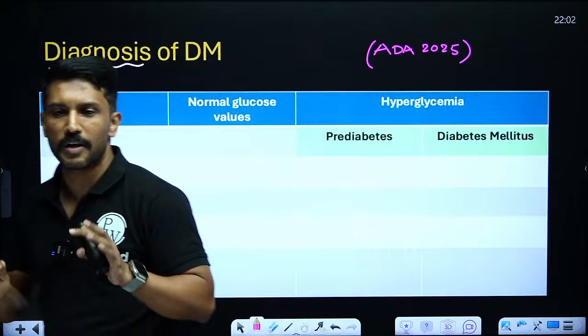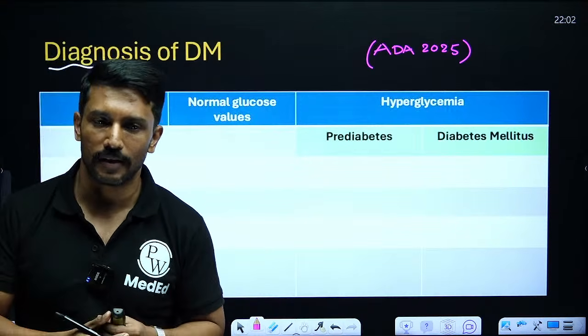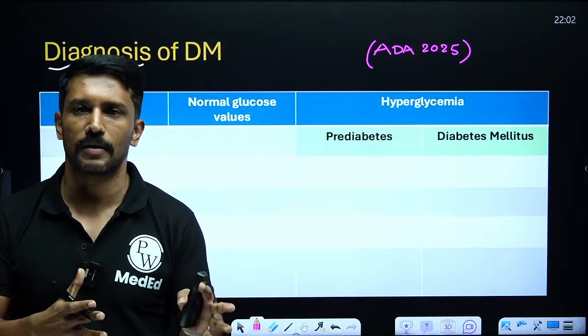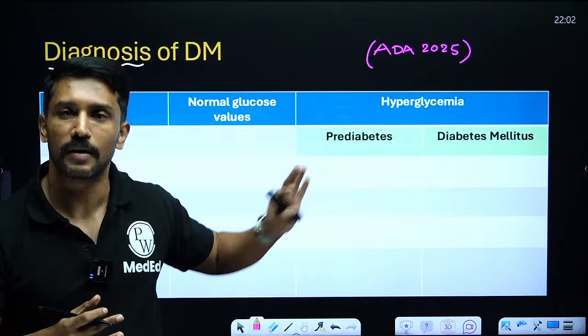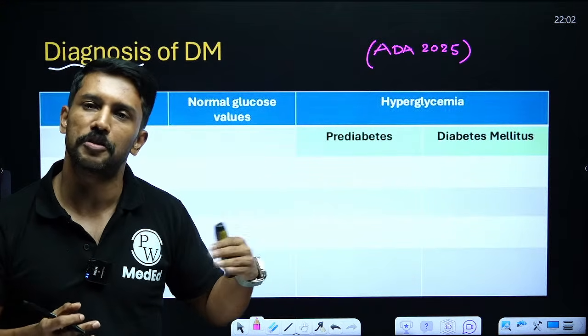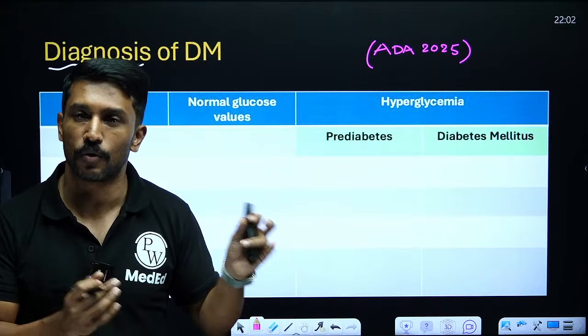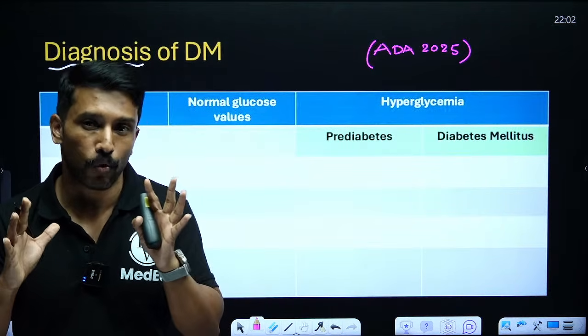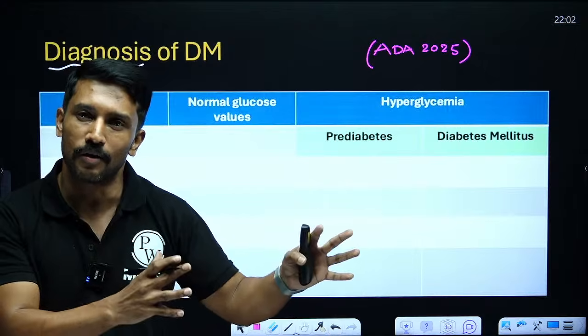Every year, the American Diabetes Association updates its guidelines. And as doctors and medical students, we are supposed to be updated with respect to diabetes, hypertension, ischemic heart disease, heart failure, and stroke. These are the most important diseases. They have a burden on society.